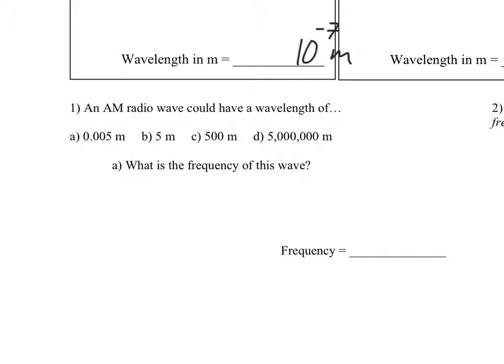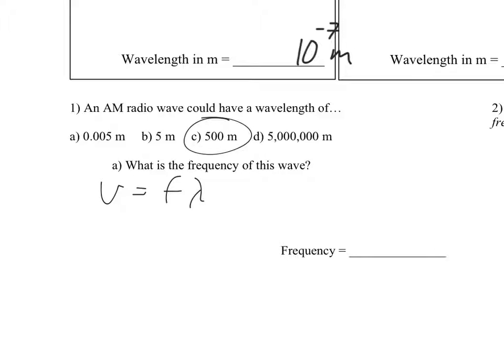So just some practice questions. This one says an AM radio wave could have a wavelength of... Now, if you look at your electromagnetic spectrum chart, you would notice that AM radio waves are anywhere from 10 to the second meters to 10 to the third meters. So between 100 and 1,000, that only leaves us with one choice right here, 5 times 10 to the 2, or 500 meters.